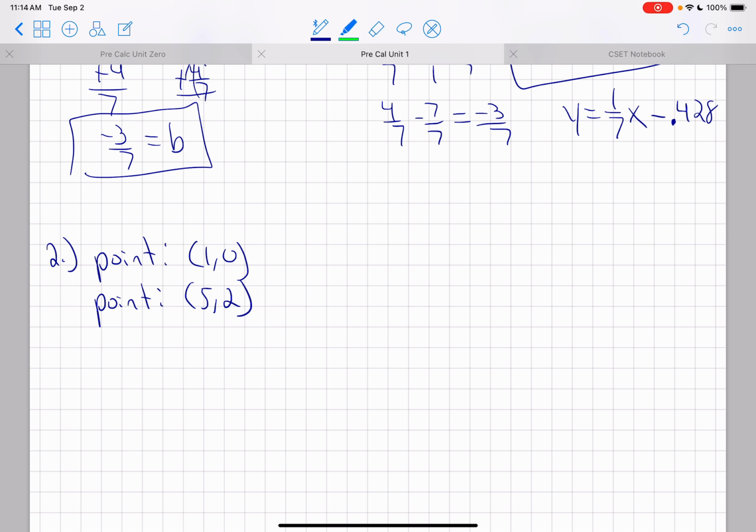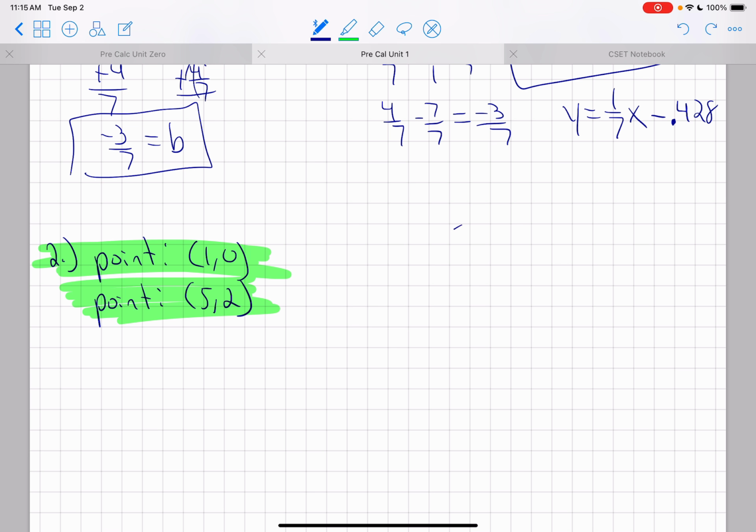Go ahead and do number 2 now. Write the equation of this line, but now I'm just giving you 2 points. Cool. So you're thinking this through and you're like, oh, this is like the exact same thing, except now I just have to find the slope. So let's go ahead and find the slope between these 2 points.